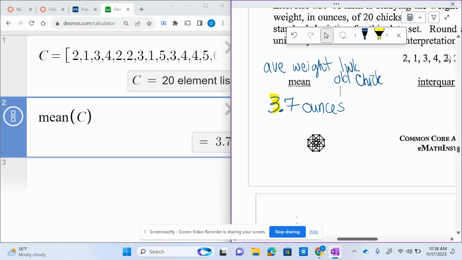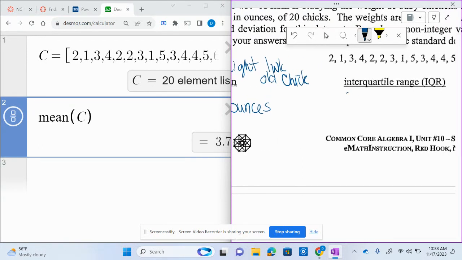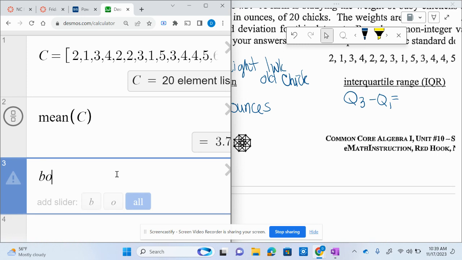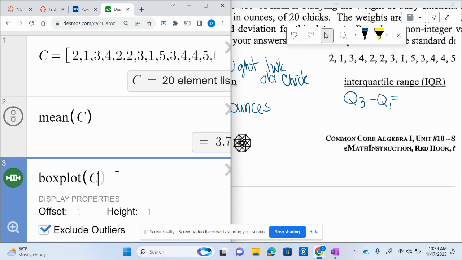The next thing I need is the interquartile range. That's the Q3 minus the Q1. If I want quartiles, how am I going to get that information? What graphic feature gives me quartiles? A box plot. So I'm going to type in the word box plot, capital C.